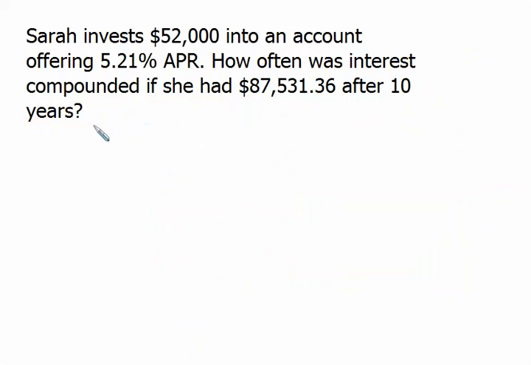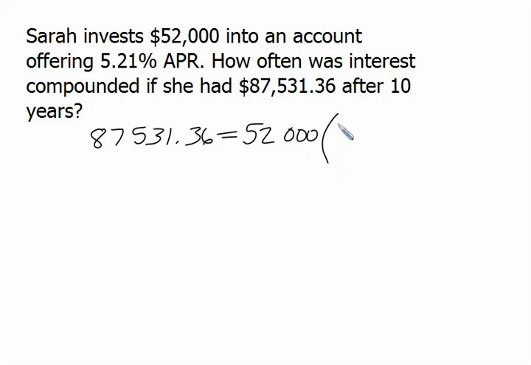In this case, we have $87,531.36 equaling the original amount of $52,000 times 1 plus, we know our APR here is 0.0521. We don't know how many compoundings. We'll call it x, and up here we'll put a 10x.